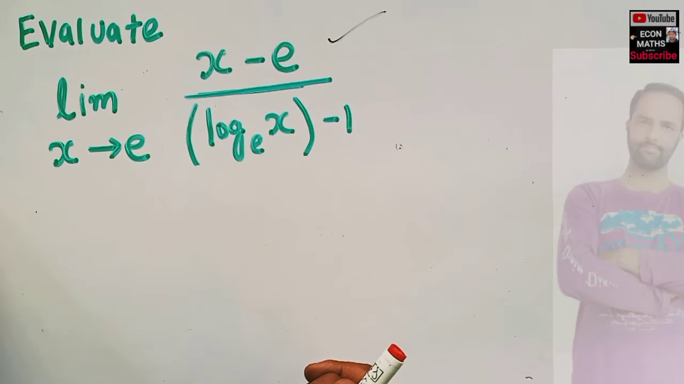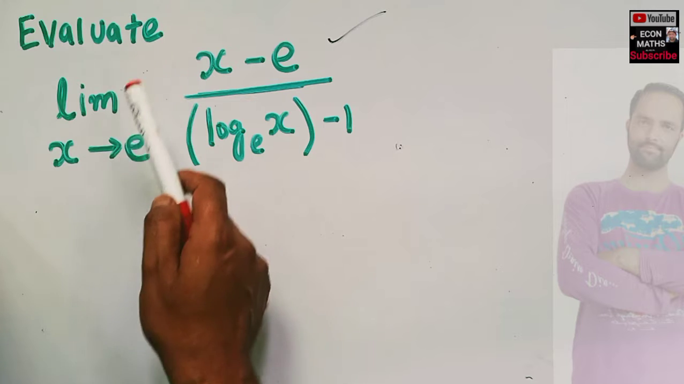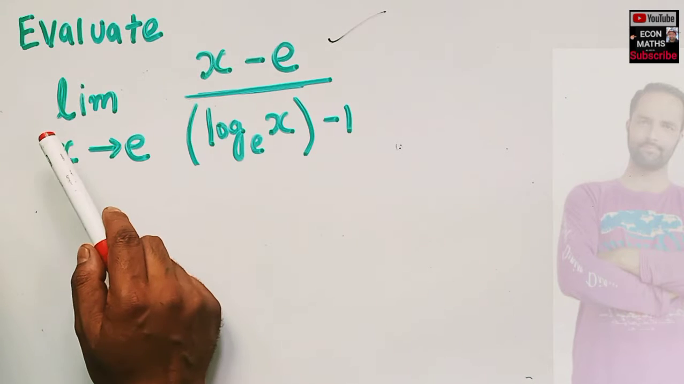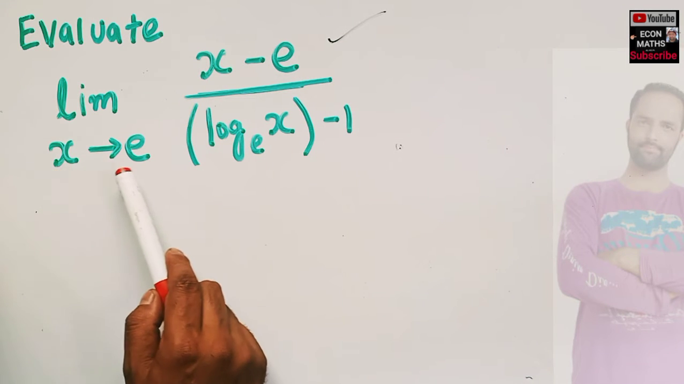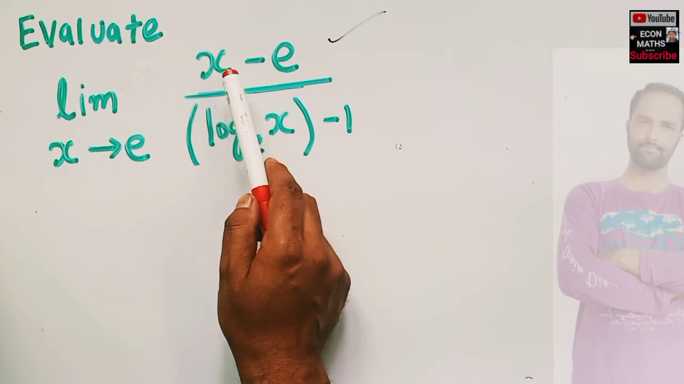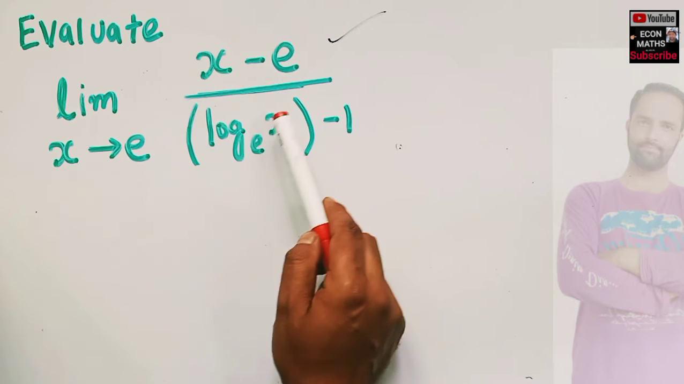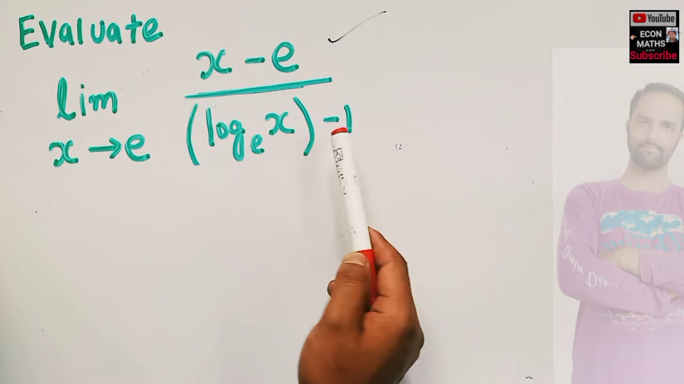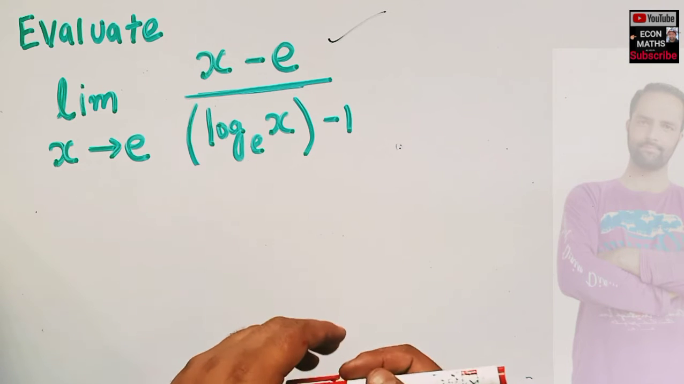Let us solve a question on limits. This question was asked by a brother on Telegram. We have to evaluate this function, that is, the limit as x tends to e, where e is the Euler number, of the function (x minus e) upon (log of x with base e, minus 1). We need to evaluate this very limit.